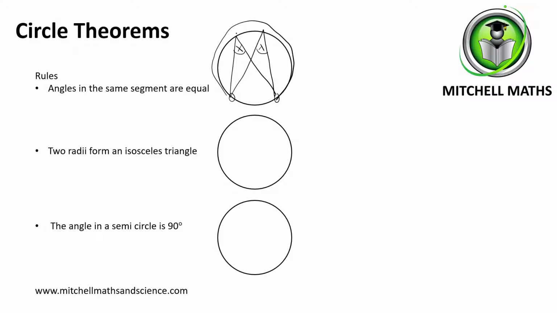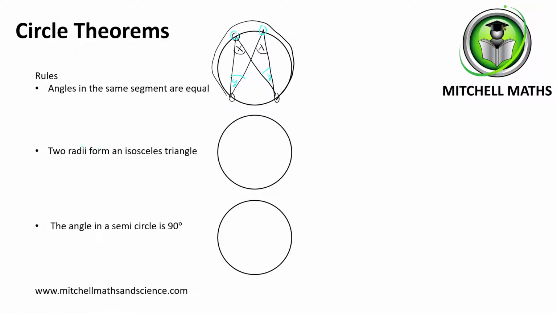And you could even do it the other way around. If we look at these 2 points and we've got 2 lines forming angles on this side, these 2 angles would be the same also. So that's what it means when angles in the same segment are equal.